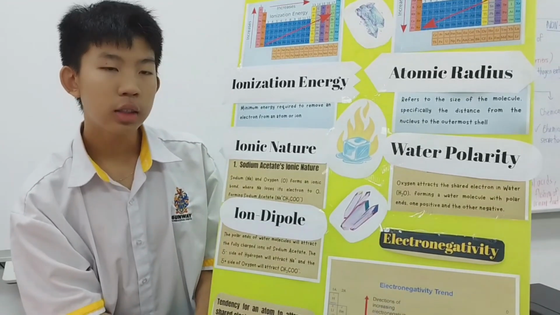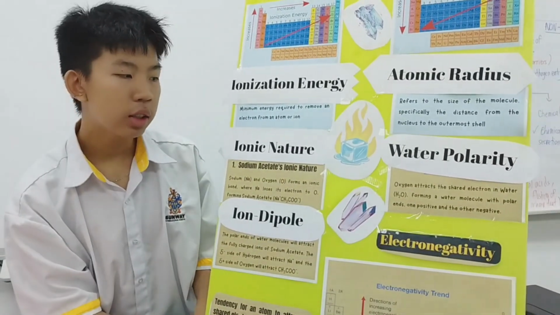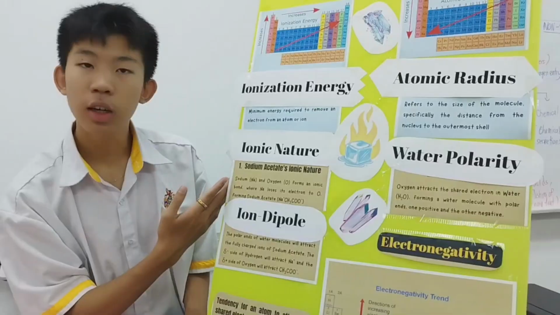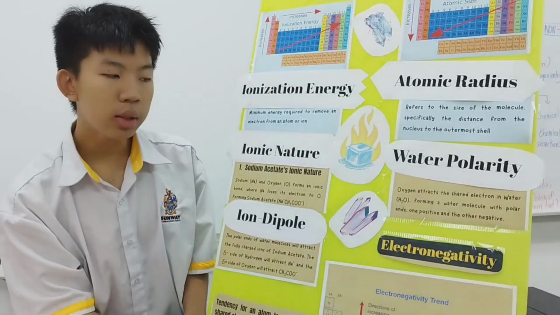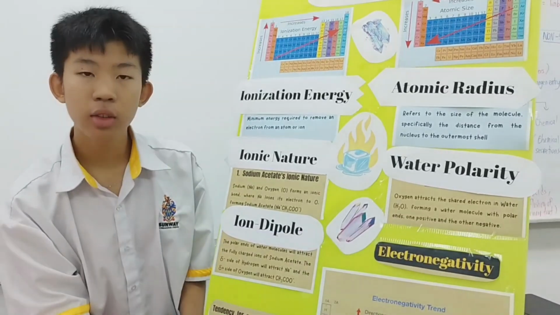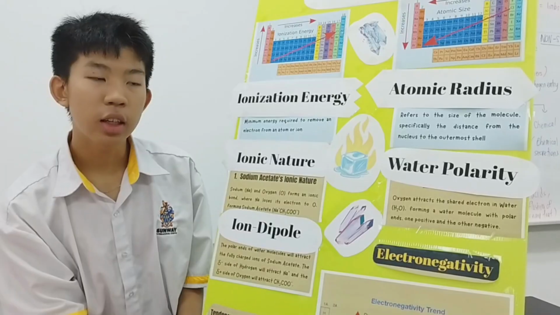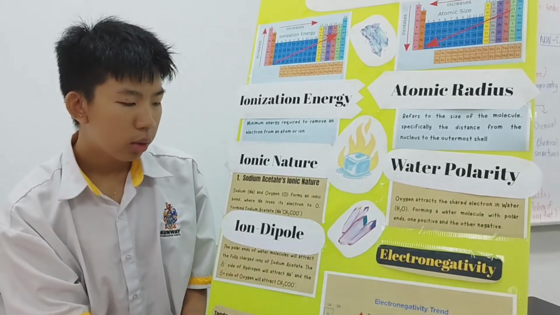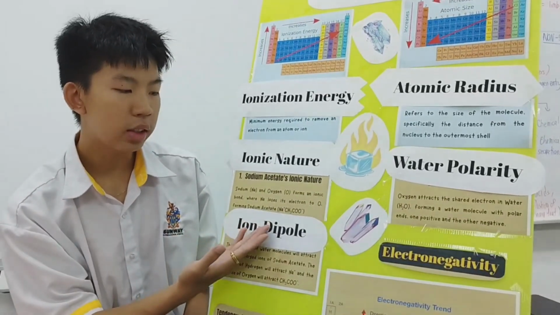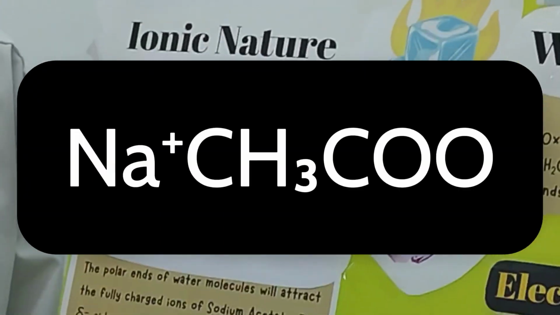Electronegativity. Another key concept in this experiment is electronegativity, which determines the ionic nature of sodium acetate. Sodium and oxygen form an ionic bond in which sodium loses its electron and oxygen gains the electron from sodium, which forms sodium acetate, and this is the chemical formula for sodium acetate.